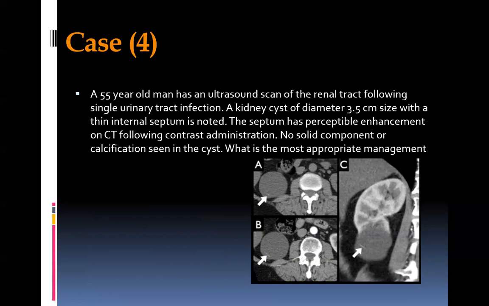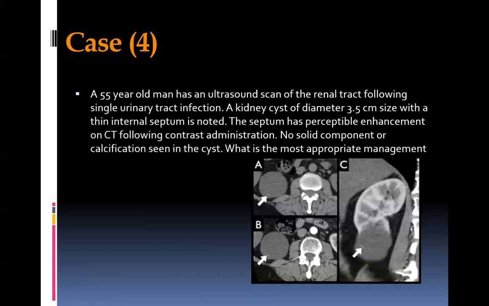So you do a plain study and then a post-contrast study. If there is a difference of around 15 Hounsfield units, then you say that there is enhancement. Perceptible enhancement means to the eye, it looks like it is enhancing, but we obviously did not measure it on CT. No solid component is seen in the cyst. There's no calcification in the cyst. So what is the most appropriate management? The question is what to do with this cyst. Should you leave it alone, or follow it, or consider it as something abnormal?